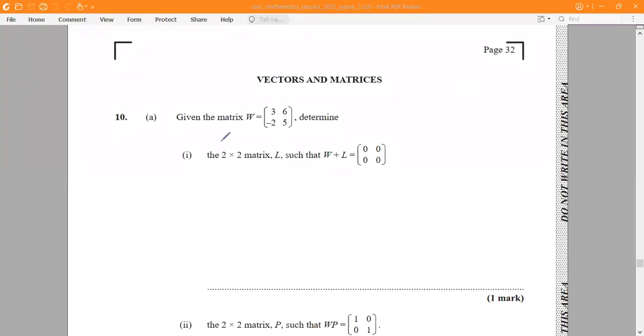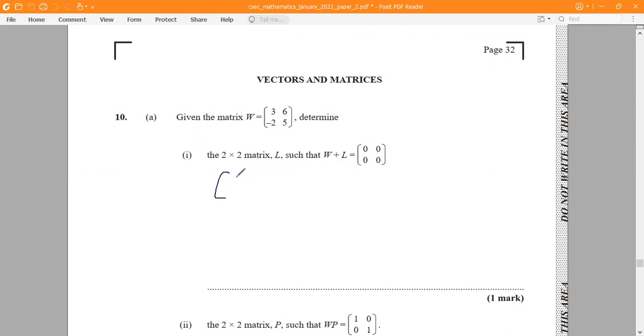Good day, everyone. We are working on question number 10 from January 2021, CSEC Mathematics, paper 2. This is a matrices question. We have a matrix W, and we are told there's a 2 by 2 matrix L, capital L, such that W plus L will give 0, 0, 0, 0.